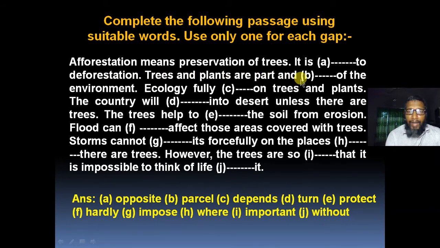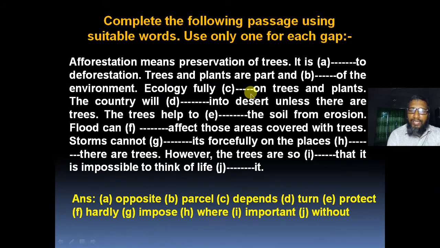Trees and plants are part and parcel. Part and parcel is a group word, or a phrasal word. What is a phrase? A phrase is a word that combines two or three words but contains one meaning. And a phrase does not contain any verb. Part and parcel, in this phrase there is no verb. What is the meaning of part and parcel? Part and parcel means integral part. Trees and plants are part and parcel of the environment.